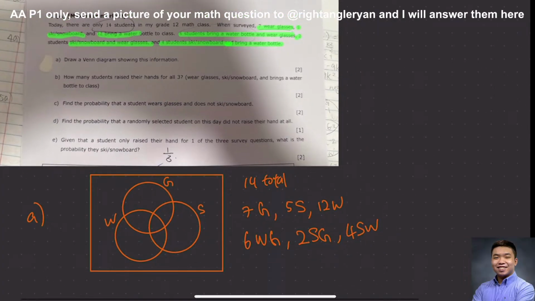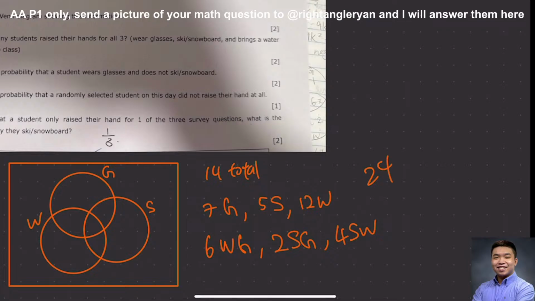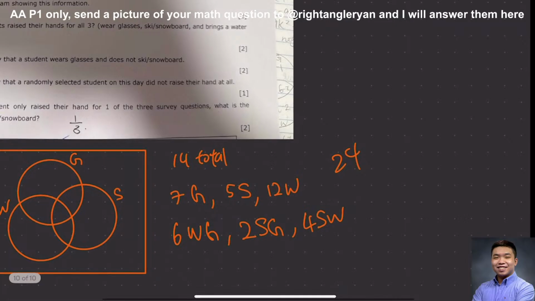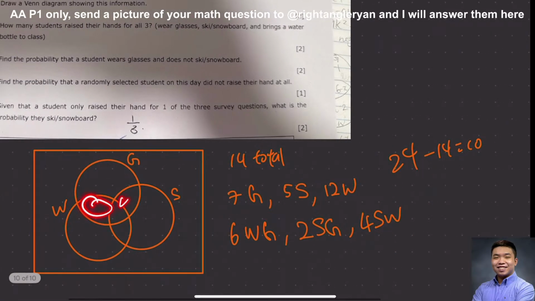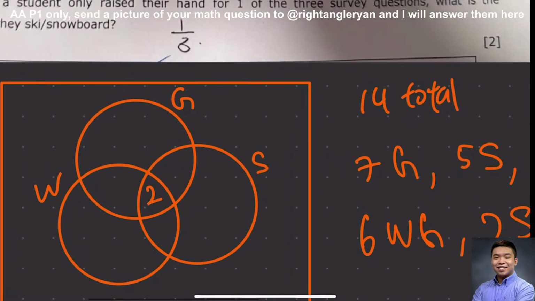First thing I noticed is that 7, 5, and 12 makes 24, right? 24 is more than my 14 total. So 24 minus 14 is 10. That means the shared parts in the middle have to have 10 people in total. Right now I know 6, 2, and 4. This makes 12, right? So I need 10 to be in the shared areas, but the question gave me 12 people in the shared area, meaning I have 2 extra people. So these 2 people will go in the middle right there.